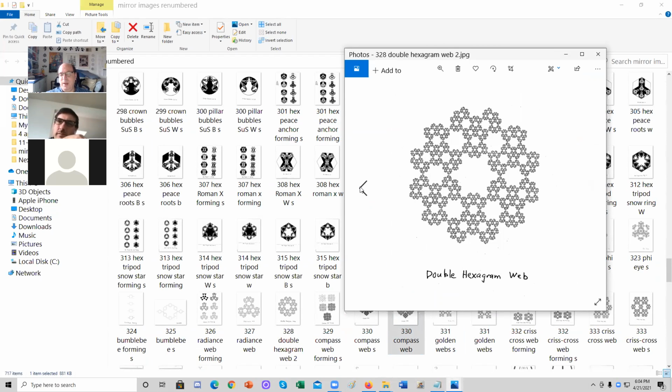Double hexagram web. I saw this in a math department, posted up on the wall. I said, wow.